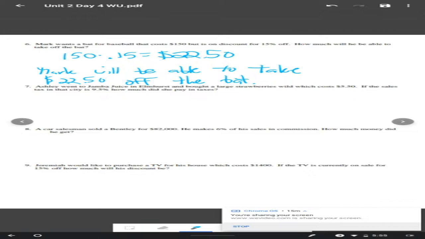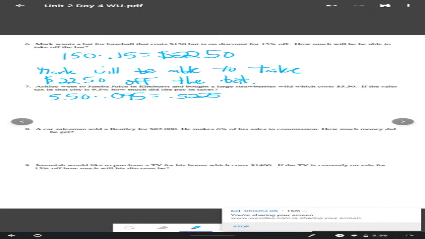Ooh, Jamba. Ashley went to Jamba Juice in Elmhurst and bought a large Strawberries Wild, which cost $5.50. If the sales tax is 9.5%, how much did she pay in taxes? So it's not asking for the total, it's just asking for the tax. So if you just take the $5.50 and multiply it by that 9.5, which would be 0.095 if you move the decimal 2 to the left. Let's do that in our graphing calculator. We get 0.5225.